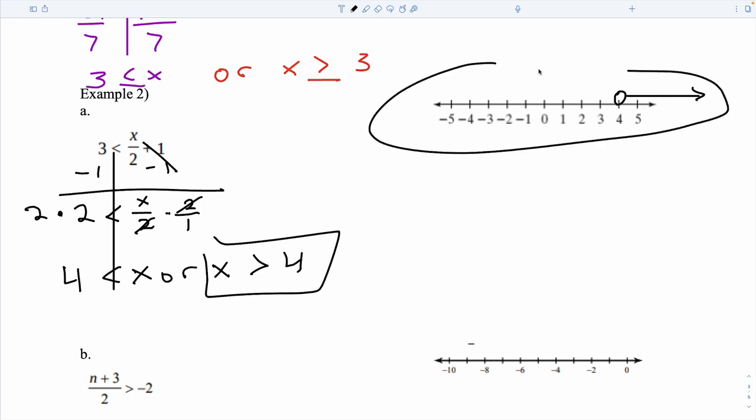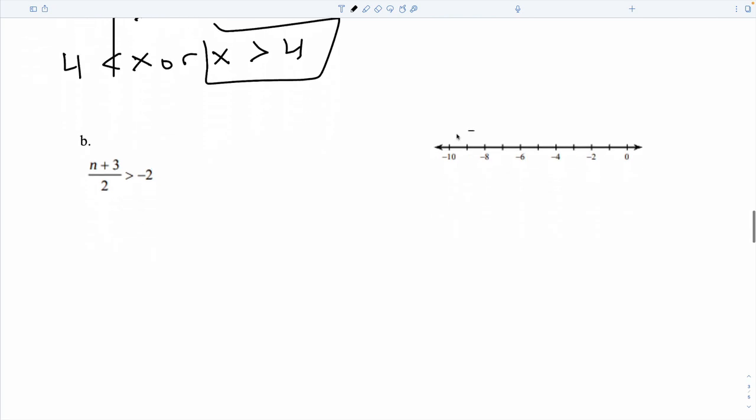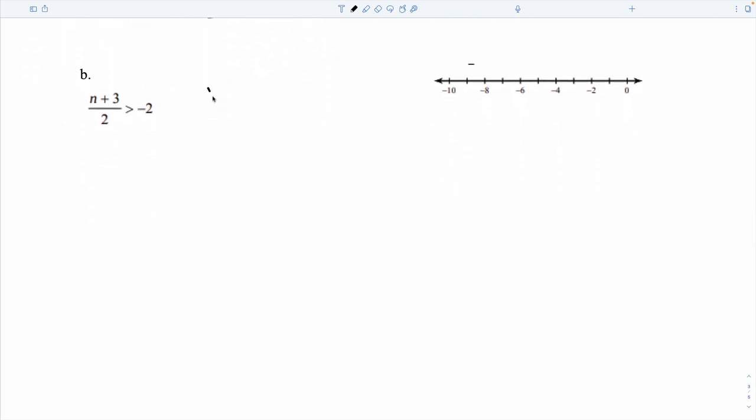Okay. Awesome. One more. You're catching on. This guy is a giant division bar. What do I do first? Subtract 3 or multiply 2? Do I subtract 3 or multiply 2?